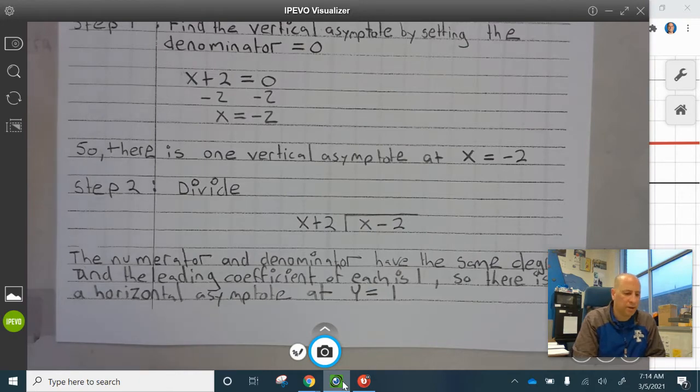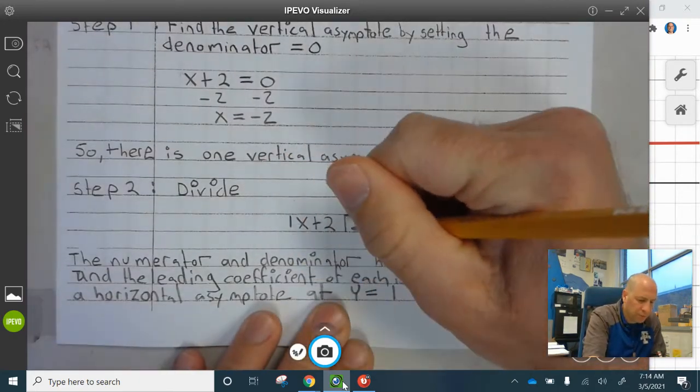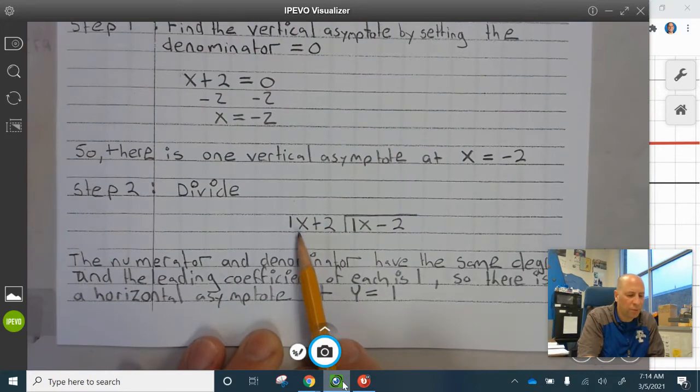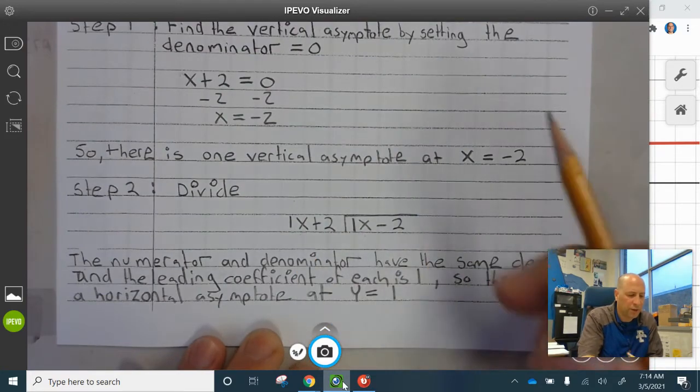Step 2, divide. So we're going to put a 1 here and a 1 here. You ask yourself, what do you multiply 1x by to give you 1x? The answer to that is 1.